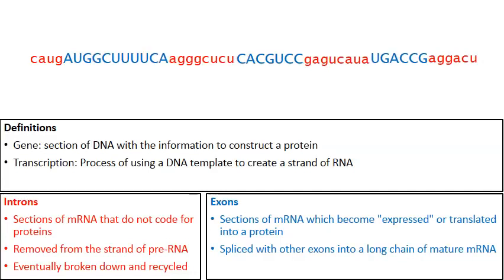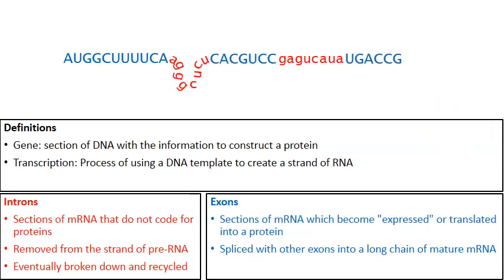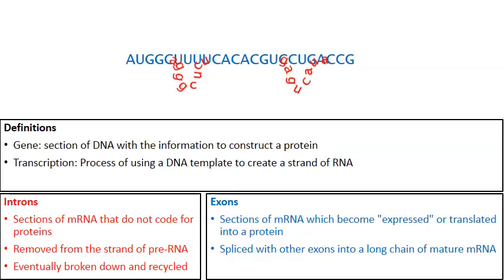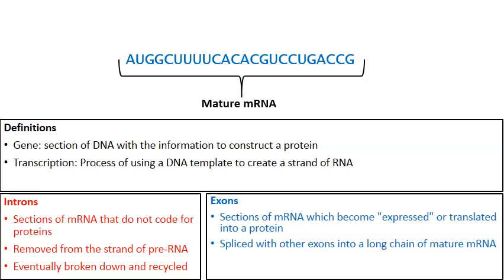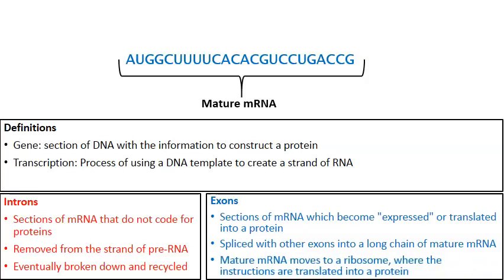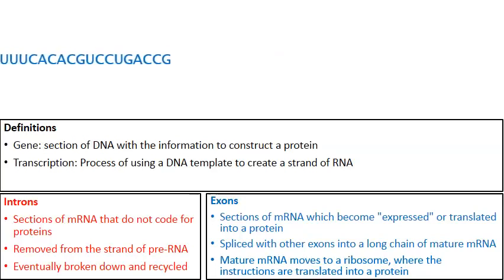Okay, so now we're going to process this pre-mRNA, and it begins by removing the introns in red. There are proteins that come along and remove these introns in red, and now the ones in the middle of the RNA kind of fold and eventually are spliced out. And notice what happened is the blue exons were all joined together into a long chain. This is the mature mRNA. And now that the mature mRNA has been created, the mature mRNA will move to a ribosome where the information, the instructions, will be translated into a protein.